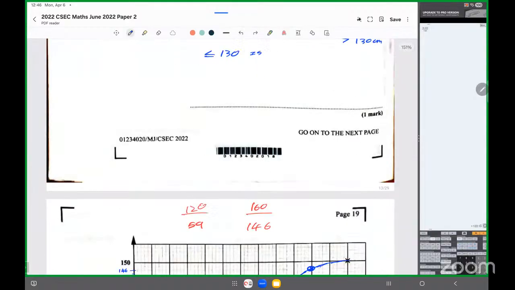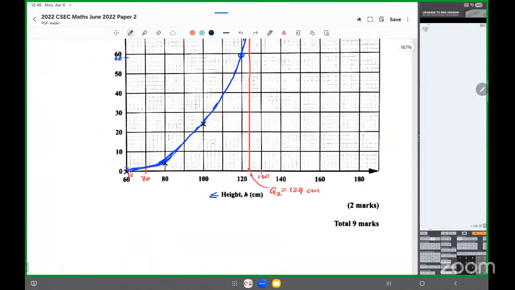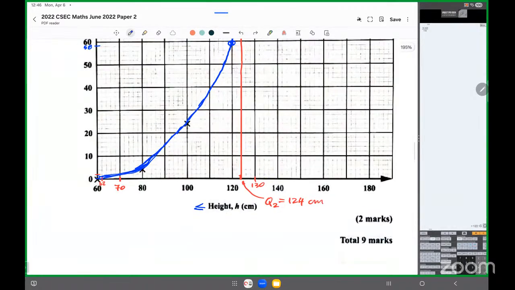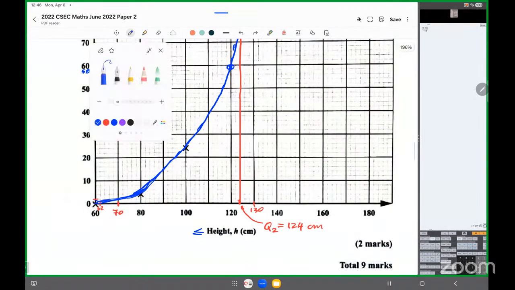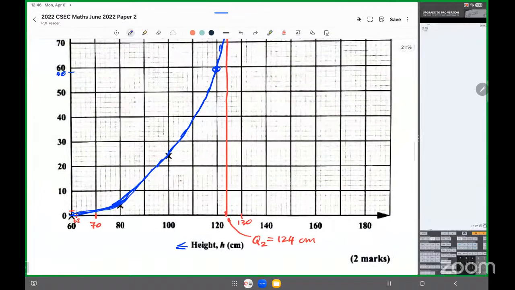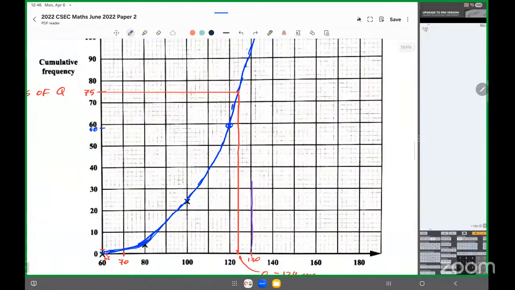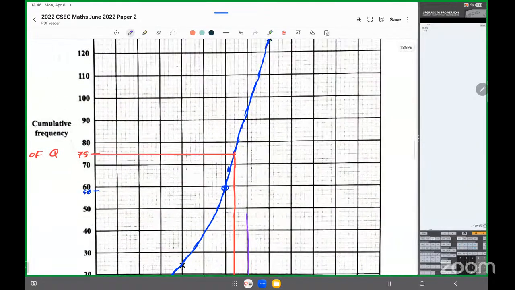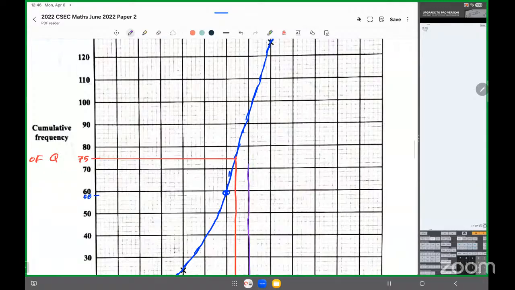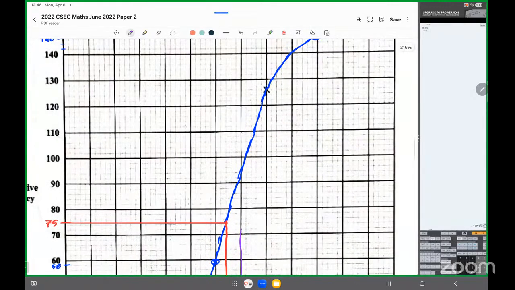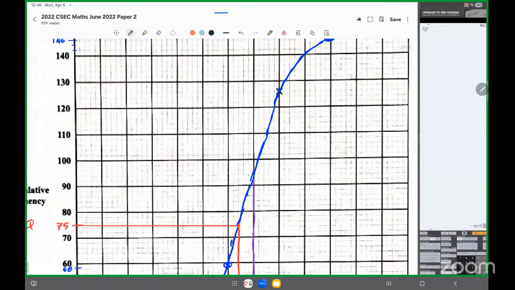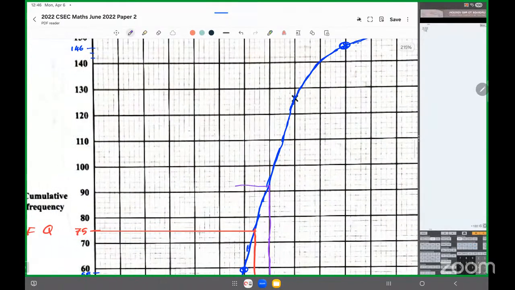Let's see how many less than 130 first. So we're going to come on the graph to 130, which is here. This is 130, so it's in purple, this last one. This is the 130 line here. Come on the graph on the 130 line. It's about here. Come across and read it.